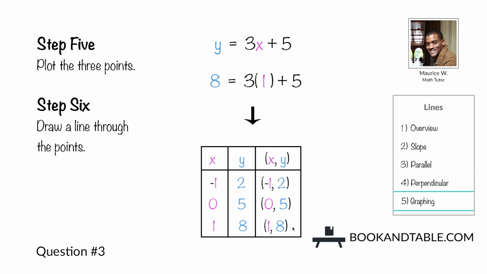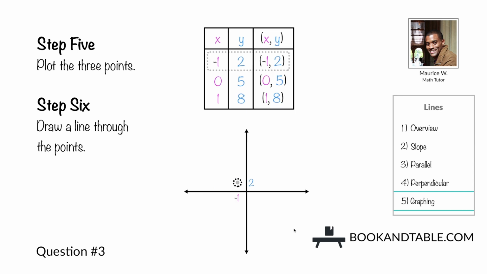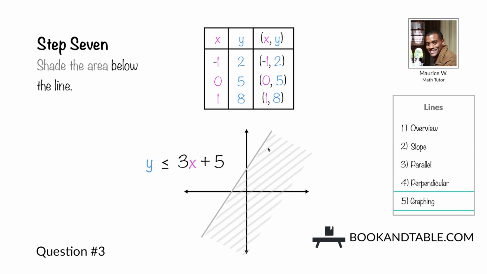So step 5, plot these points. Go to negative 1, 2, plot that point. 0, 5, plot that point. 1, 8, plot that point. So now we have our 3 points. And since we had or equal to in the inequality, the points on the line that we sketch are included. So it's a straight line, not a dotted line. In step 7, shade the area below the line. Since our inequality was less than or equal to, less than is the area below the line. So this would be the sketch of y is less than or equal to 3x plus 5.